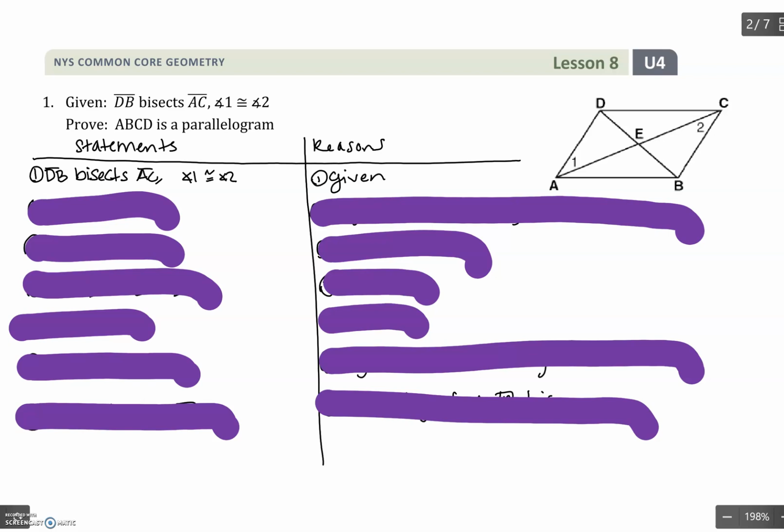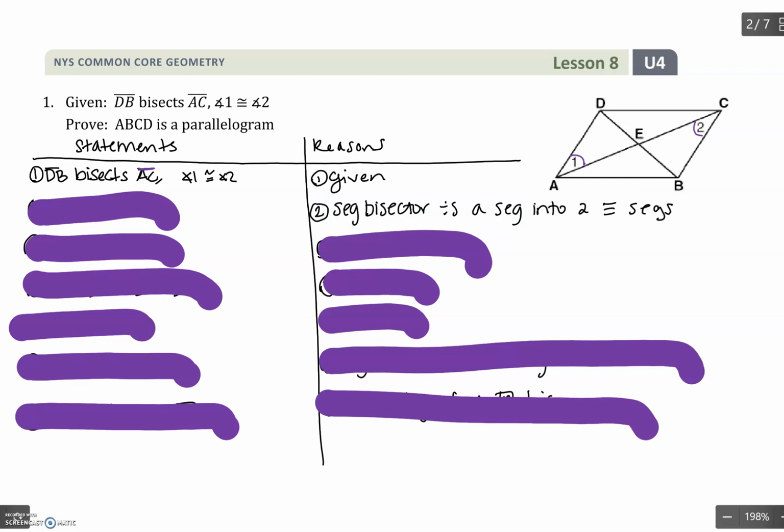So in proof number 1, we have that DB bisects AC, and we also have that angle 1 is congruent to angle 2. So I'm going to mark the angle 1 and 2 off immediately. We're bisecting AC, which is a segment. So a segment bisector will divide the segment into 2 congruent segments. And since AC is the one being bisected, we are going to get that AE is congruent to EC.